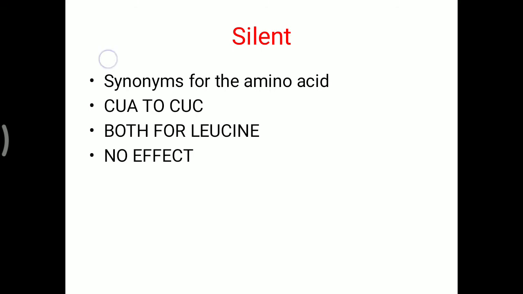So first, the silent effect of the mutation. Here a synonym for the amino acid is added. After mutation, whatever genetic codon is altered, it is a synonym for the amino acid. For example, CUA is mutated to CUC. Both code for leucine, so ultimately leucine is present in the protein. So there is no effect of the mutation, and it is called a silent effect of the mutation.